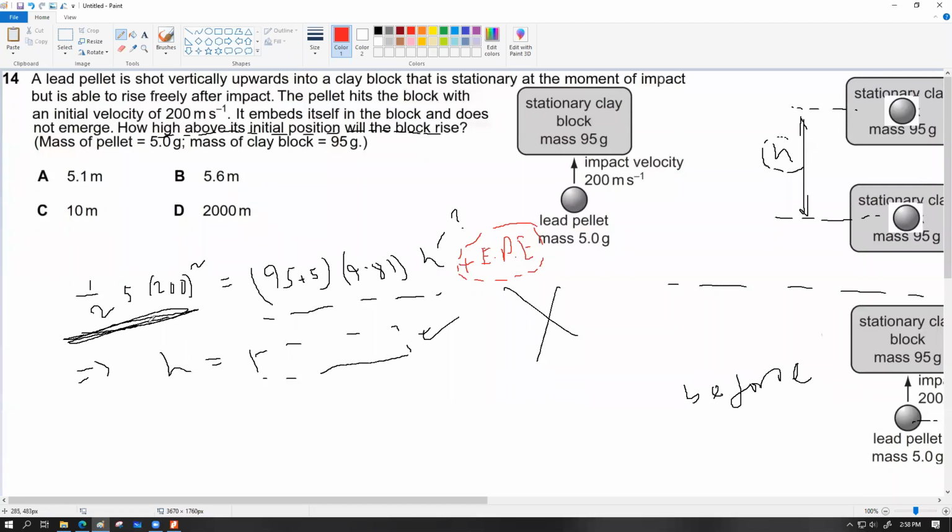Now, if you wonder, can we not solve this problem in this fashion? The answer is a solid no. You cannot solve this problem with these equations. Using this equation in the first place is wrong, because you don't have any information about how much energy was wasted in the plastic deformation as the lead pellet got absorbed in the stationary clay block.